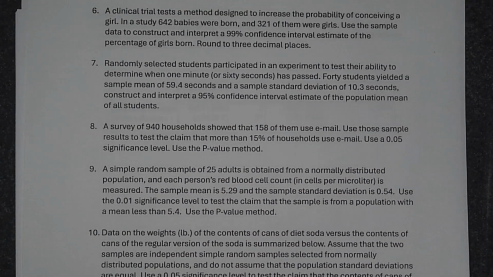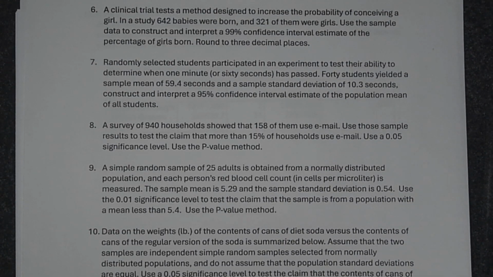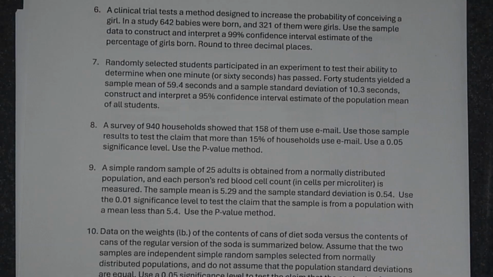Okay, in problem number 7, it reads, randomly selected students participated in an experiment to test their ability to determine whether, when 1 minute or 60 seconds has passed. 40 students yielded a sample mean of 59.4 seconds and a sample standard deviation of 10.3 seconds. Construct and interpret a 95% confidence interval estimate of the population mean of all students.